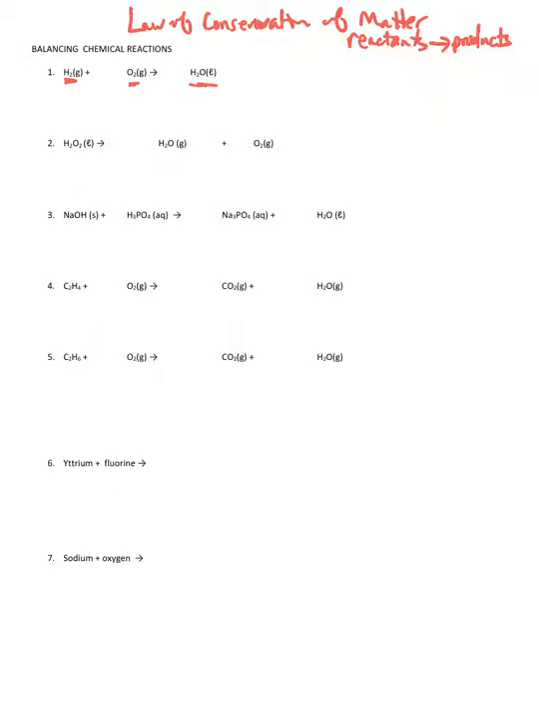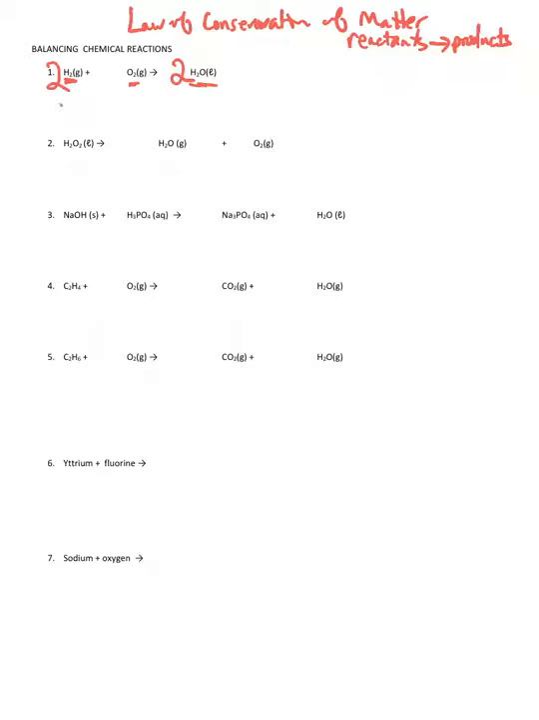So we need more oxygens on the product side. So let's just boost that up by putting a 2 there. So that gives me 2 oxygens on the product side, 2 oxygens on the reactant side. Look at the hydrogens. Now they're no longer balanced. 2 hydrogens on the left, 4 hydrogens on the right. So I need more hydrogens on the reactant side, so let's put a 2 there. And now everything should balance.